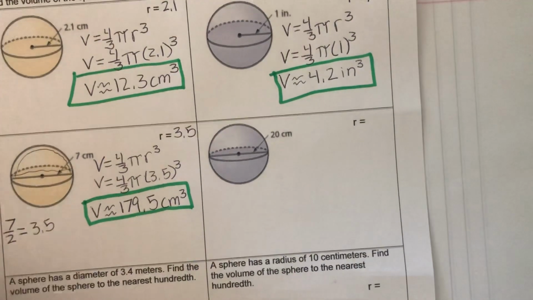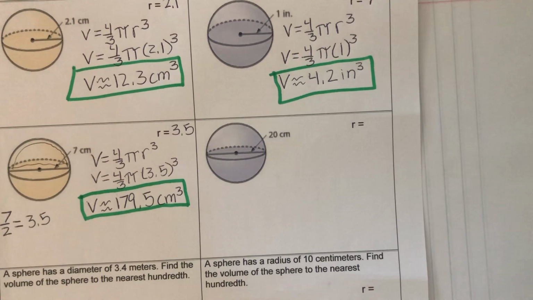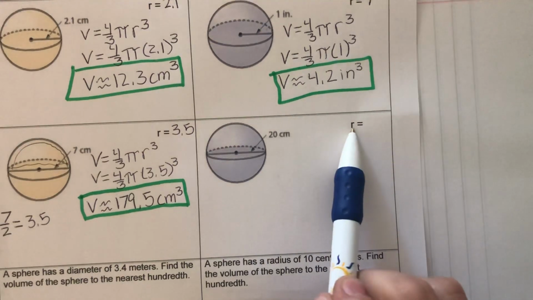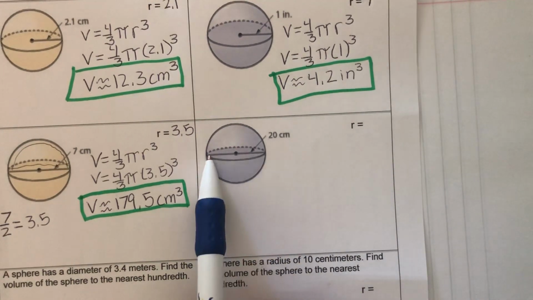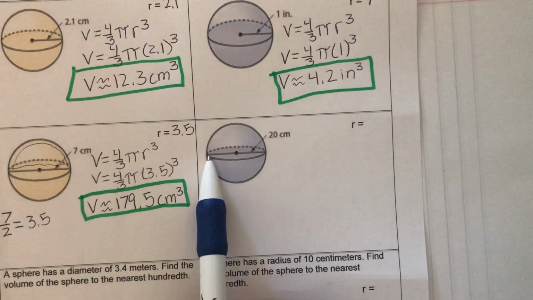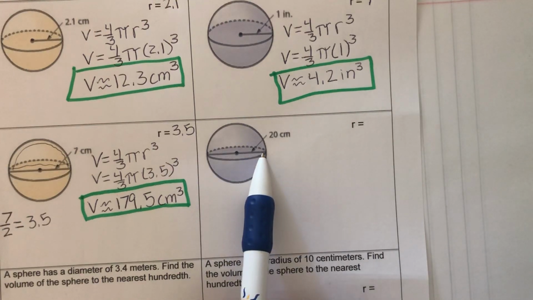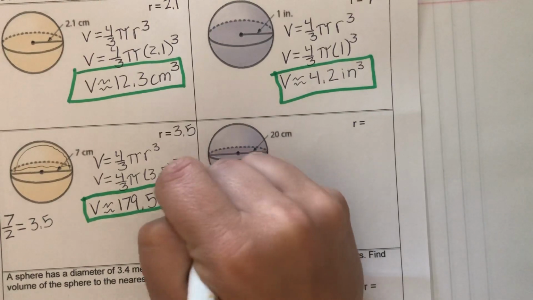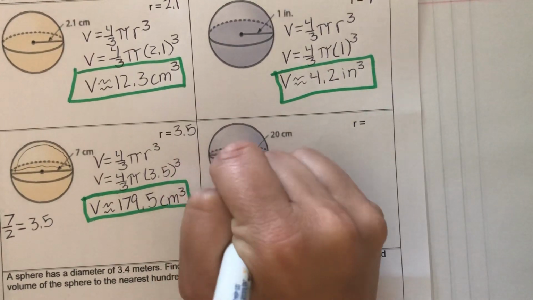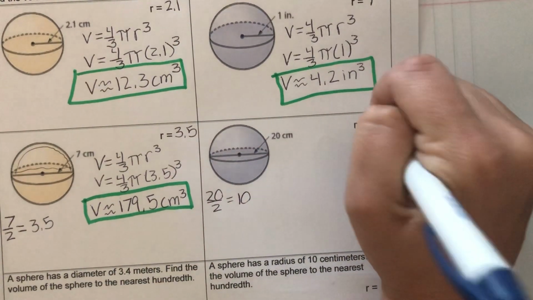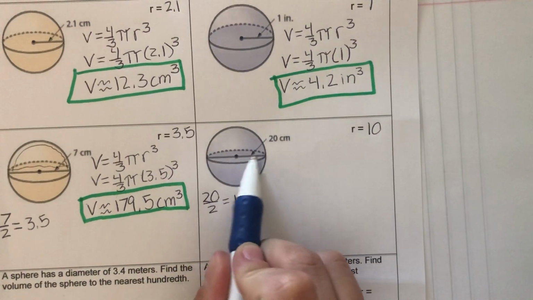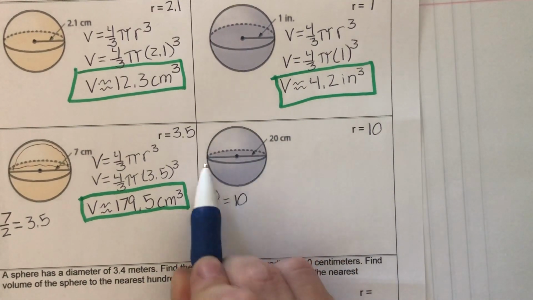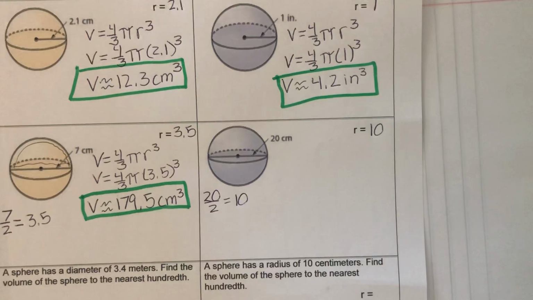Pause the video, try this one on your own. Be careful to not make any of those common mistakes, and then check back with me. We need the radius. We were not given the radius, we were given the diameter because this line goes all the way across. So I need to divide this by 2 to find out what the radius is. That gives me 10. So half of this is 10. This is 10 and this is 10, which makes the entire thing 20.